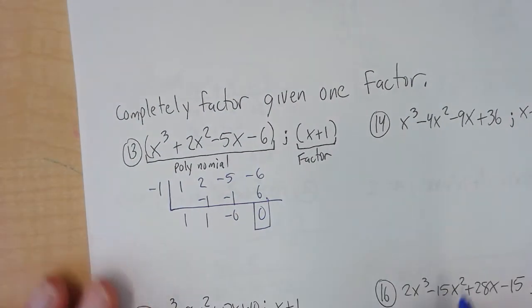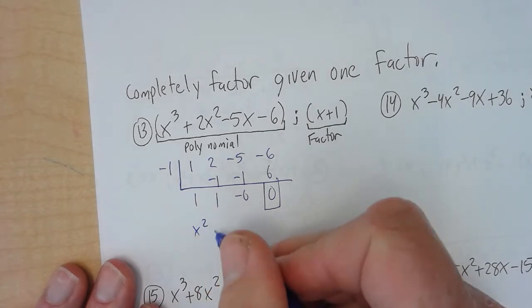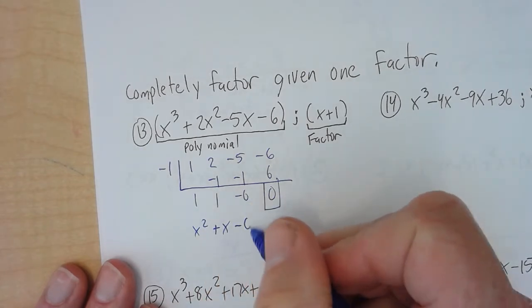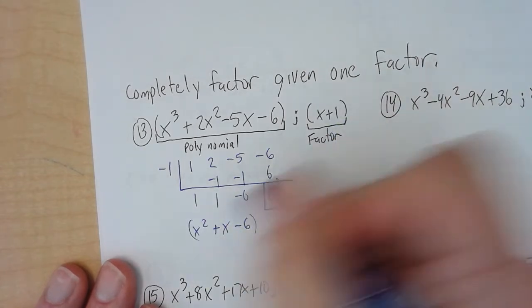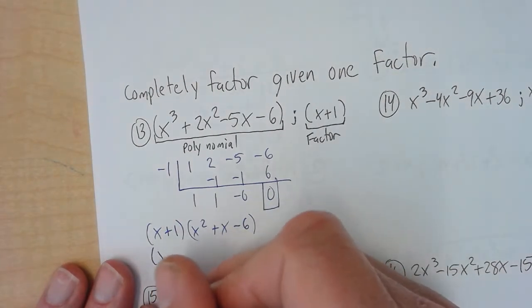Okay, so what does this mean? This 1 here means 1x squared. This 1 means x. That means 6. And then we're going to multiply by x plus 1. So this is the factor that was given.